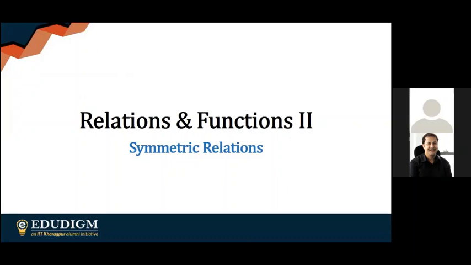So in our previous lesson, I have already talked to you about a special kind of relation called the reflexive relation. In this one, we are again going to talk about another special kind of relation called the symmetric relation. So let's just go ahead and see the basic definition here.